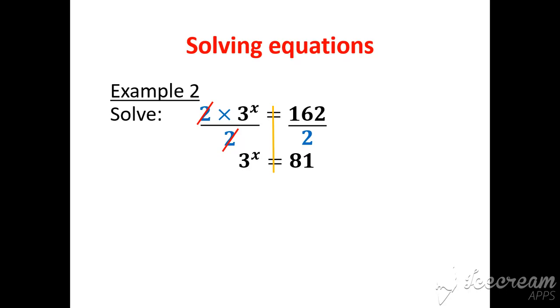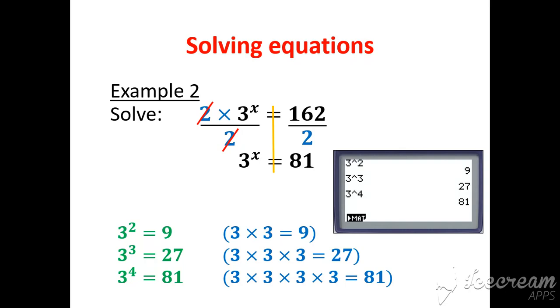Now, I've said for now, to solve these ones, we will learn a much better technique in the next couple of years. But for now, the best way to solve these is just guess and check. So let's try some numbers. 3 to the power of 2 is 9. No. 3 to the power of 3 is 27. No. 3 to the power of 4 is 81. Yes, that's the right answer. 3 to the power of 4, which is 3 times 3 times 3 times 3. So x must be equal to the number 4.